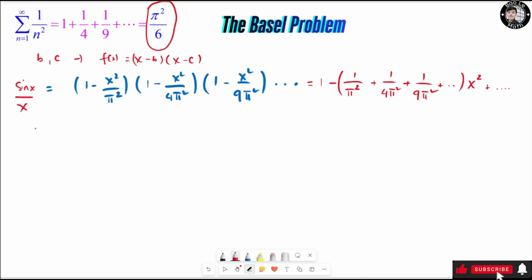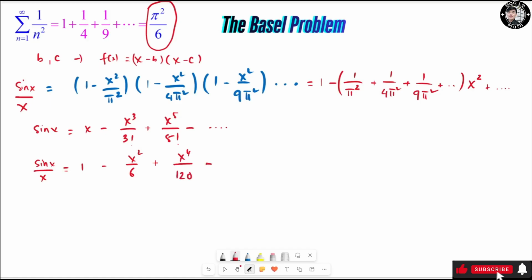Alright, so remember we have sine s is s minus s cubed over 3 factorial plus s to the 5th over 5 factorial minus etc. Right? If you want to refresh the Taylor series of the function sine of s, please check out the link in the description below. Now I'm going to divide both sides by s, so it's going to be sine s over s equals 1 minus s squared over 6 plus s to the 4 over 120 minus etc.